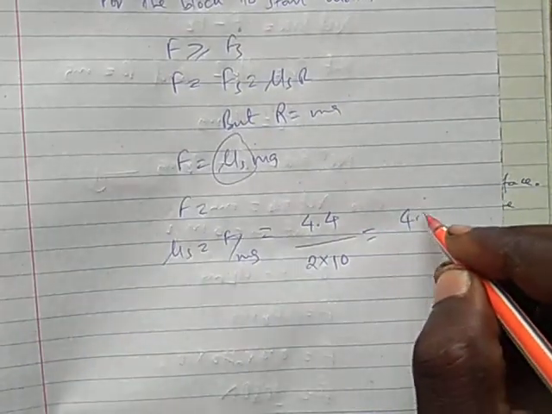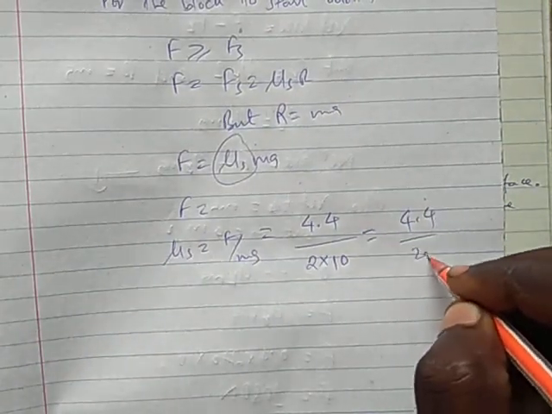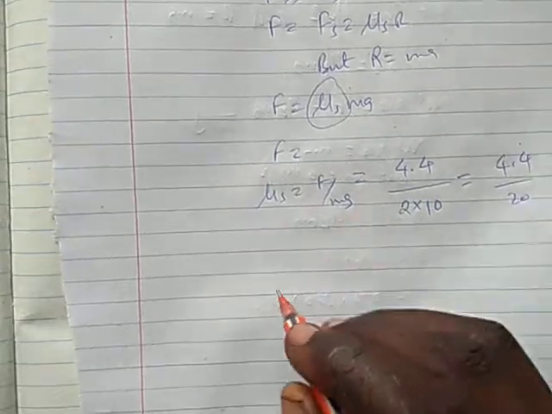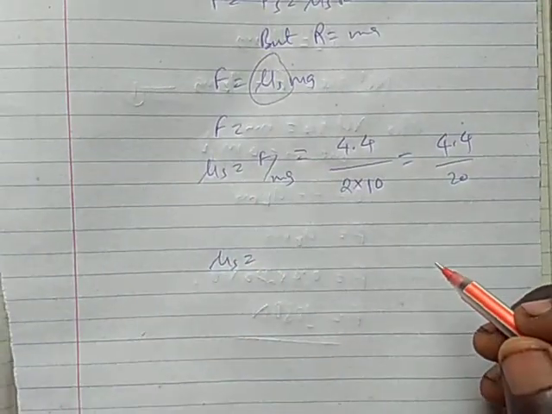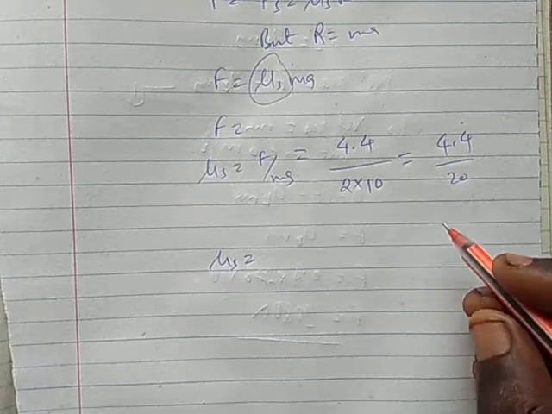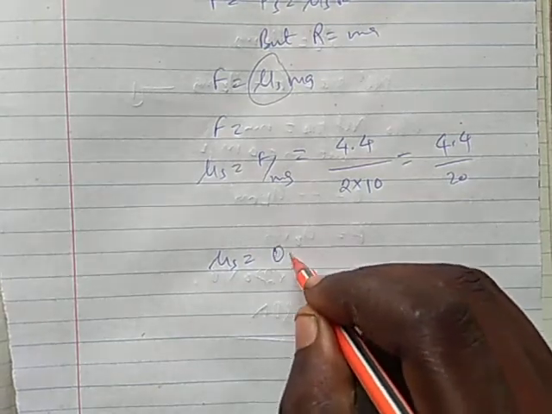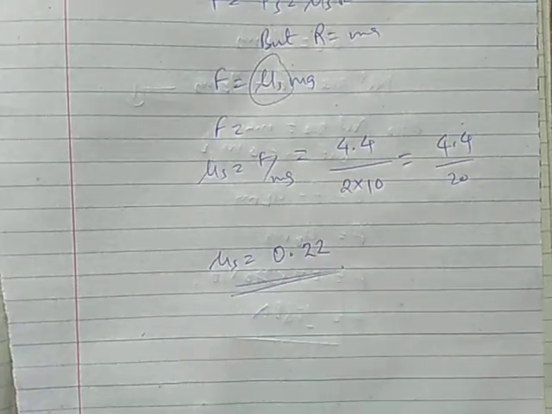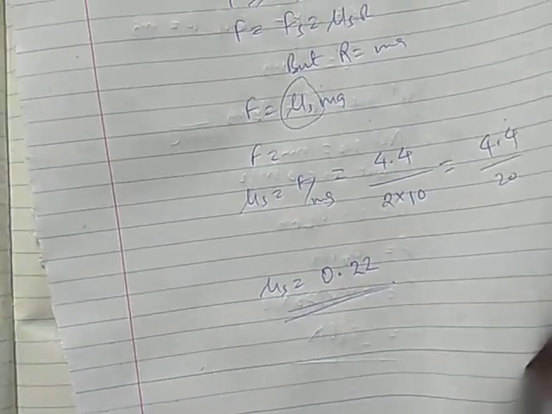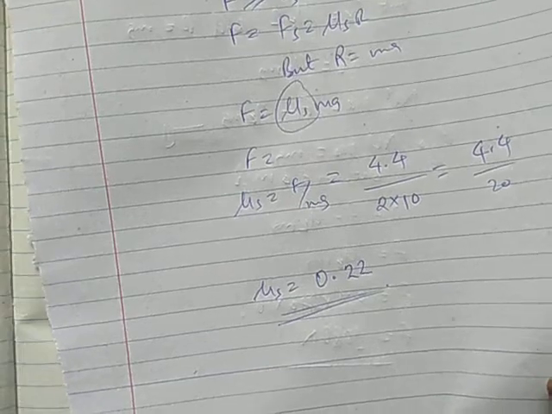So it is 4.4 divided by 20. So dividing that, mu static itakuwa sawa na 4.4 divided by 20, it is 0.22. 0.22 will be our coefficient of static friction.